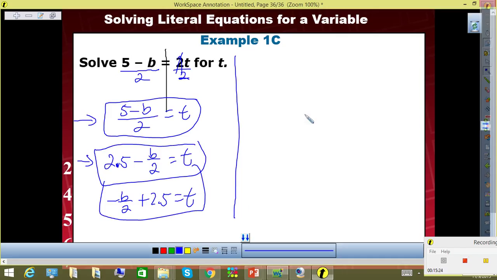Give me a second. Copy this one, please. 5 minus b equals 2t. And this is example 1Q, but I want you to solve for b. It has a little curveball. See if you catch it. Don't say it out loud if you see it. Go.